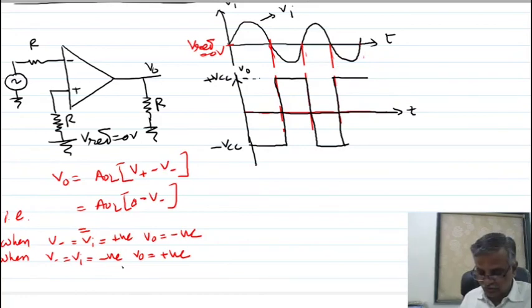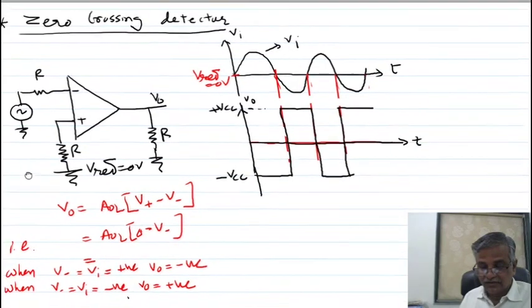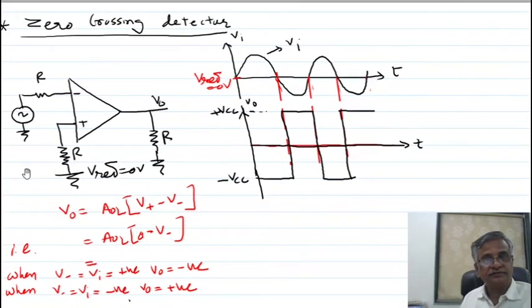So this circuit is also known as a square wave generator. Today I will discuss the one circuit. In the next lecture, I will discuss more circuits. Here is the end of the lecture.